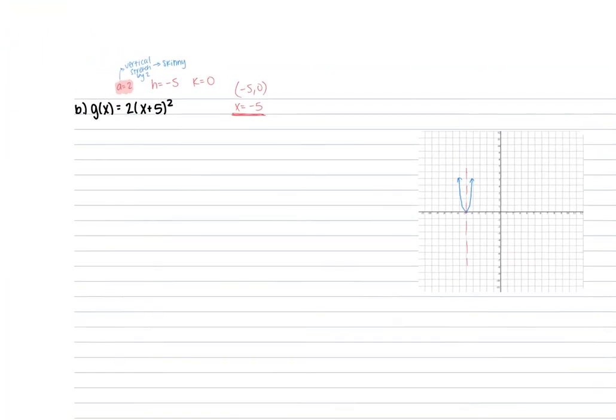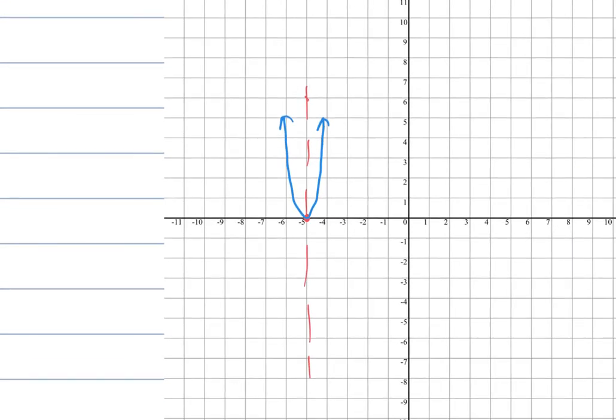I had one more question for you guys. Why is it facing up and not down? Alexandra? There's no reflection. What would cause a reflection? Bryson? Negative. A negative, okay? There was no negative in front of our A value. Cody, you good? Okay.